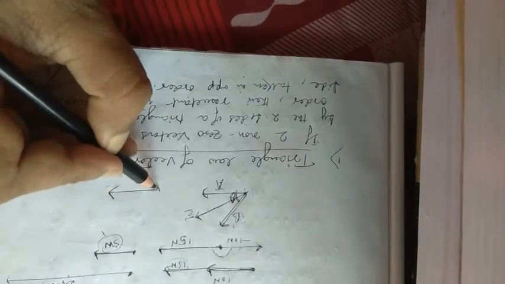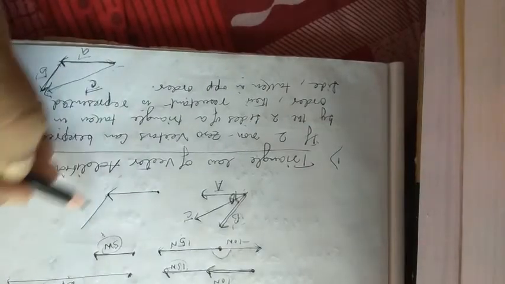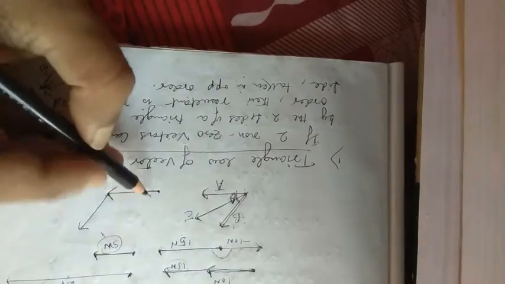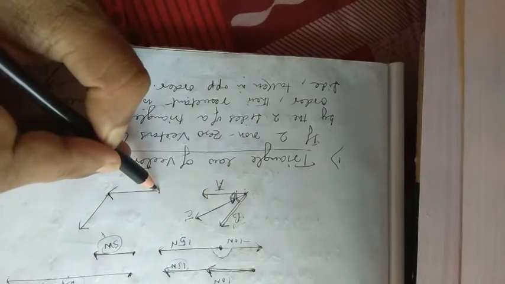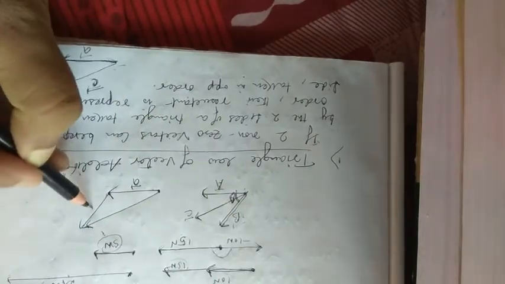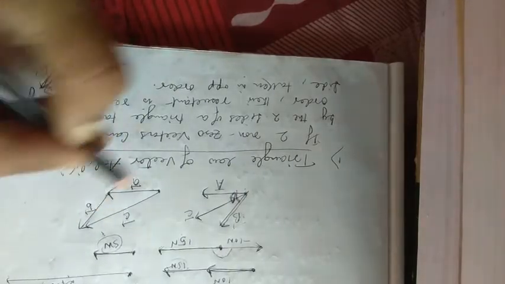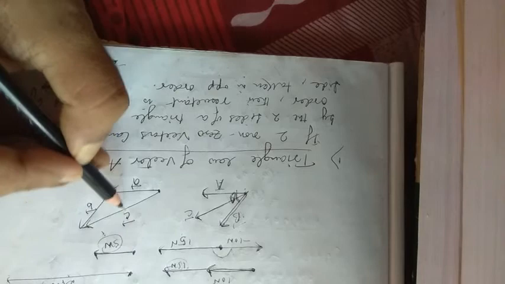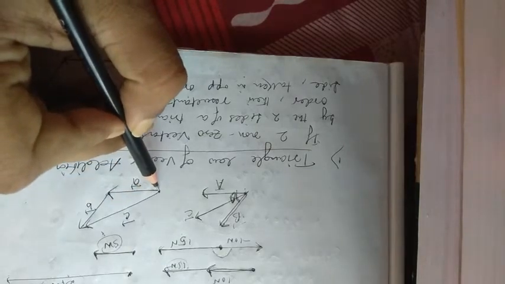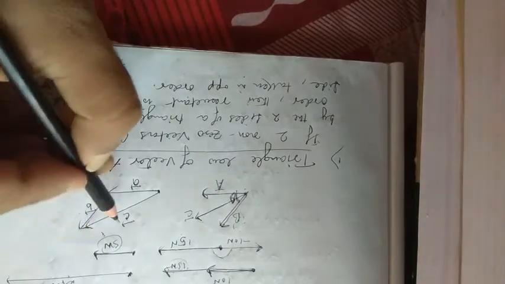Triangle law of addition means this is the tail, this is the head of the vector, and for another vector, the tail and the head. We draw the resultant like this. Original vector is A, another original vector is B, the resultant is C. So how do you find C? By joining the tail of the first vector to the head of the second vector.